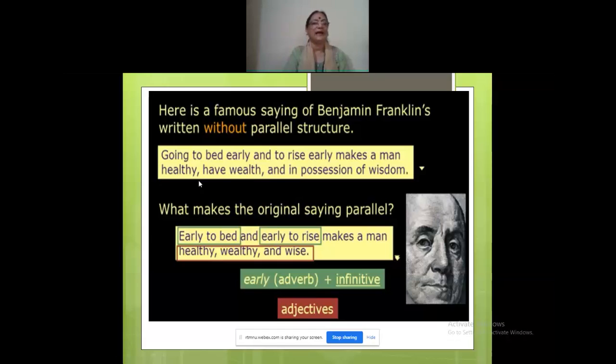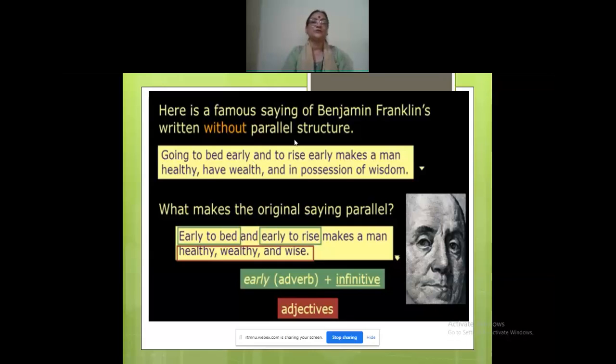So, healthy, have wealth, I cannot do this. Or otherwise, if I may want to change it to infinitives, I will say early to bed and early to rise makes a man healthy, wealthy, and wise. So, see so many errors in the first quotation which has no parallel structure.